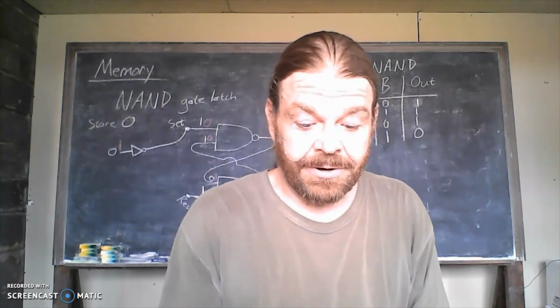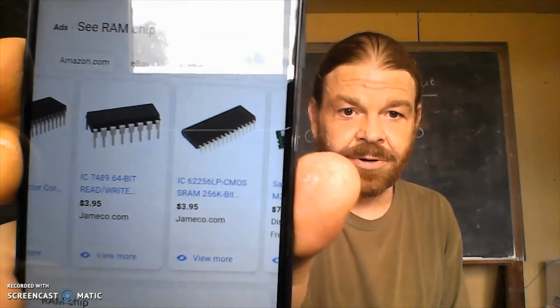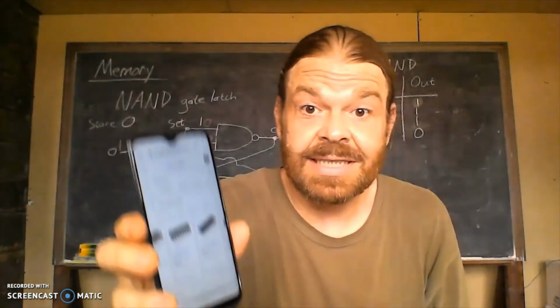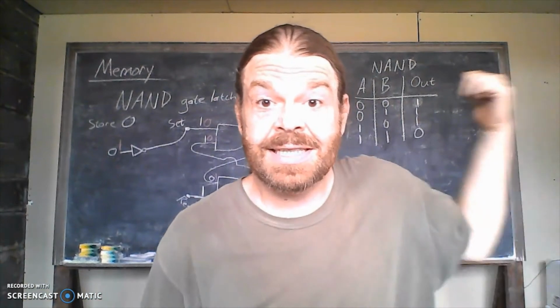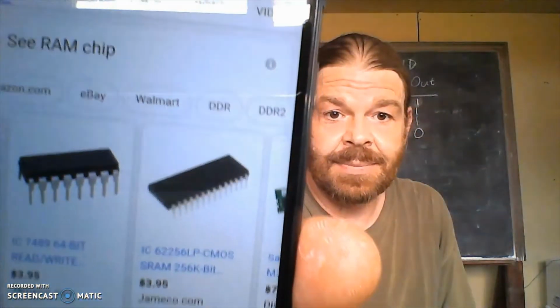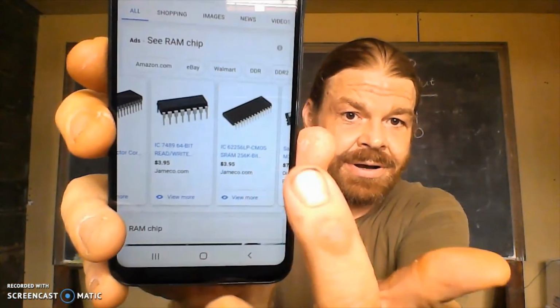And to express the point even further, I didn't have one handy, so I just pulled up some pictures on my phone. The first one there has 64 bits, so 64 latches in a chip that's the same size, or right next to it, so you don't have to count the pins.